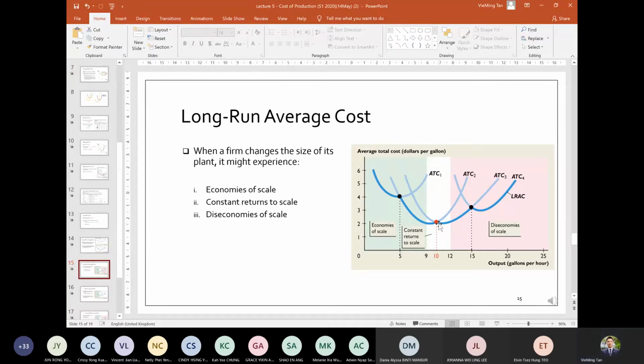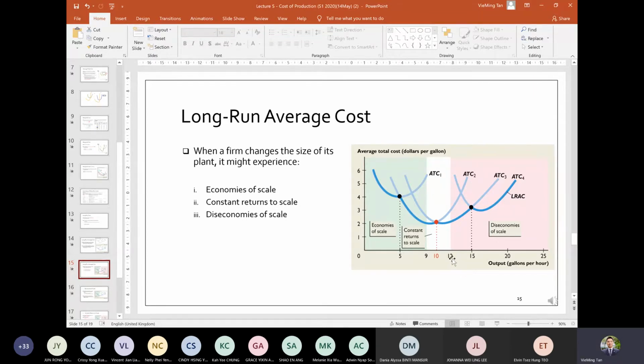This is because the resources can be shared among the outlets or the branches or the factories of the organization. But from production 9 until production 12, you may find that the long run average cost is consistent. Then this is called constant returns to scale.